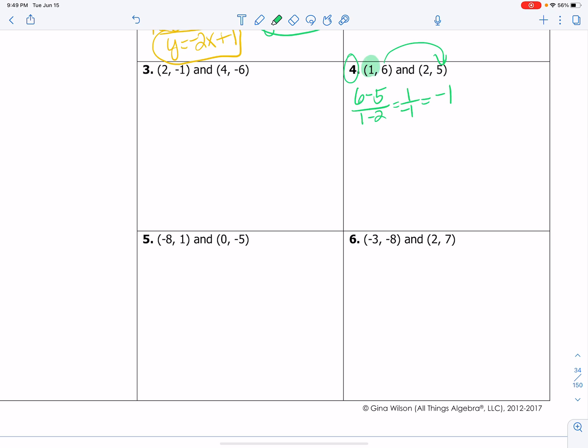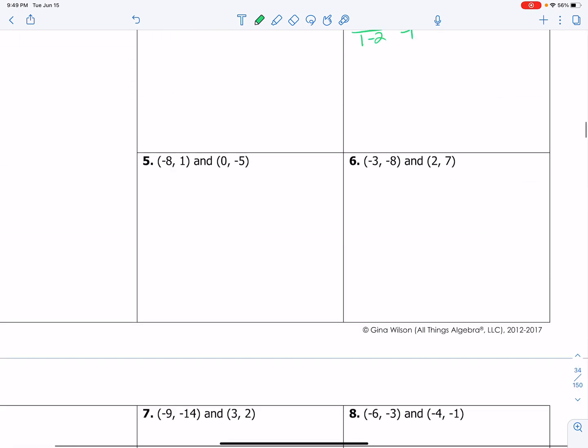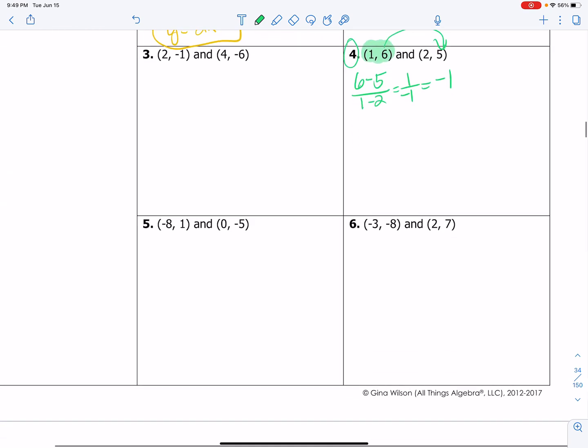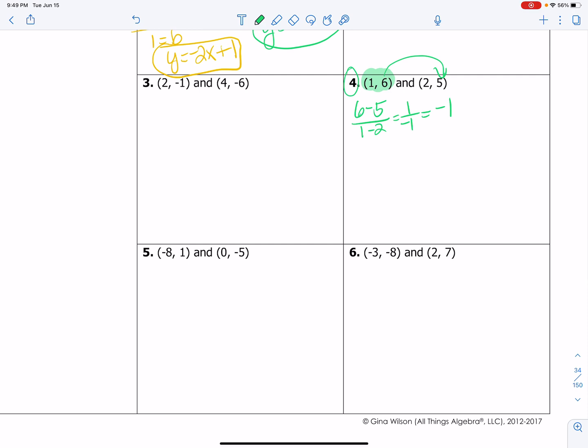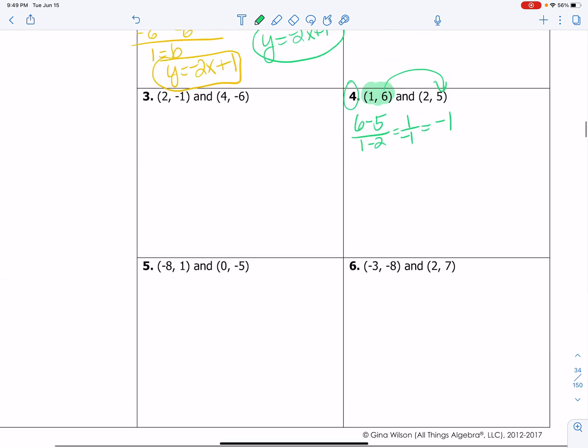So if I use this point and I do point slope form, I would do y. I'm so sorry, guys. It won't record. It's doing weird things. So I'm not even touching it.